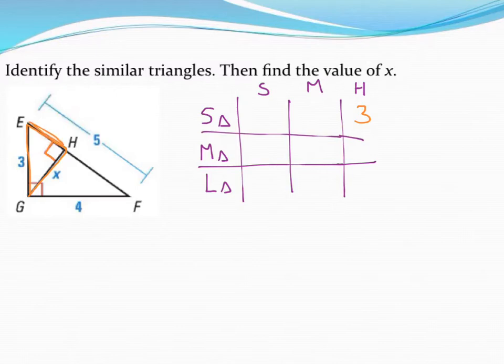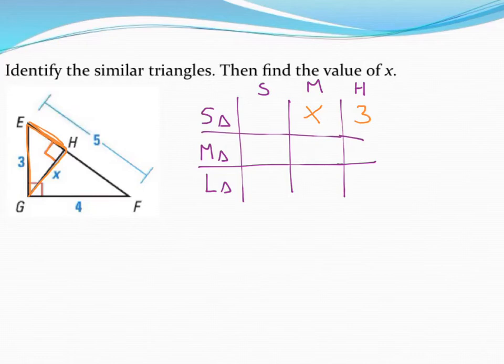Now sometimes it's hard to tell, and so what I do is I just kind of guess which one is the shortest and which one's the medium side. And basically, if I can't do a proportion, I guess I've guessed wrong, so maybe try switching it. Usually you can tell, though, which is the short side and which is the medium side. I don't know the short side of the small triangle, but that's okay. I may not need it.